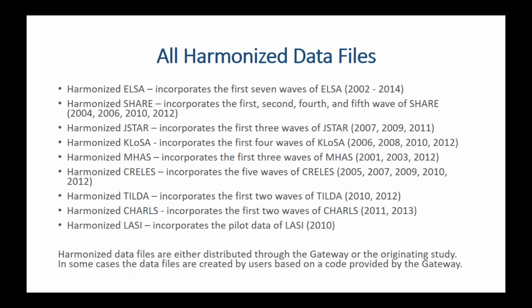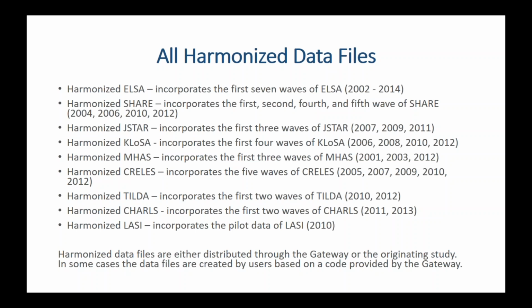Here's the status of all the current harmonized data files. The harmonized ELSA incorporates the first 7 waves of ELSA. Harmonized SHARE is the first, second, fourth, and fifth wave of SHARE. We're going to have that 6th wave incorporated by the end of this month. Harmonized JSTAR for Japan, harmonized CLSA for Korea, harmonized MHAS for Mexico, harmonized CRELES for Costa Rica, harmonized TILDA for Ireland, harmonized CHARLS for China, and harmonized LASI. We have a version of that which is based on the pilot data, which was collected in 2010 for India.